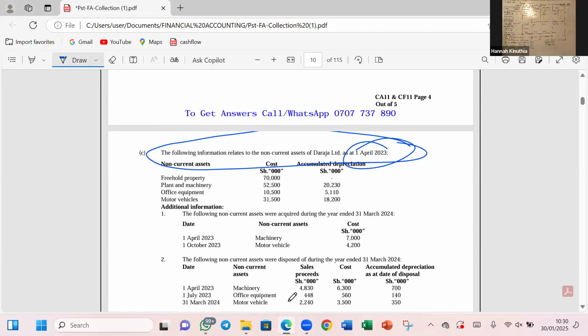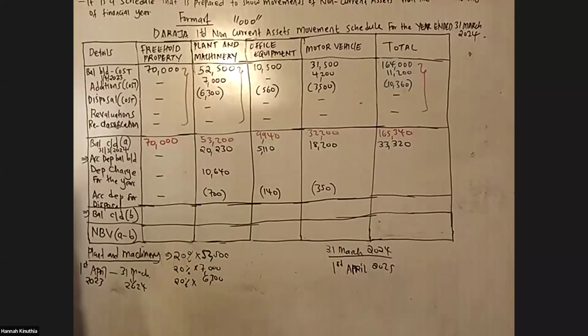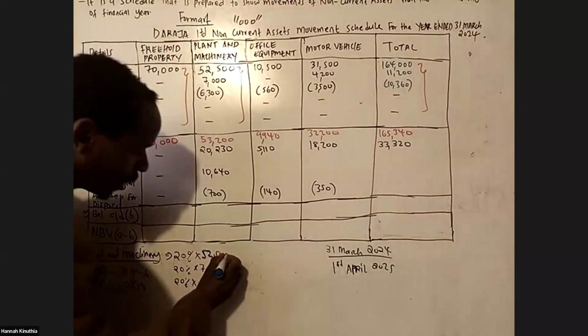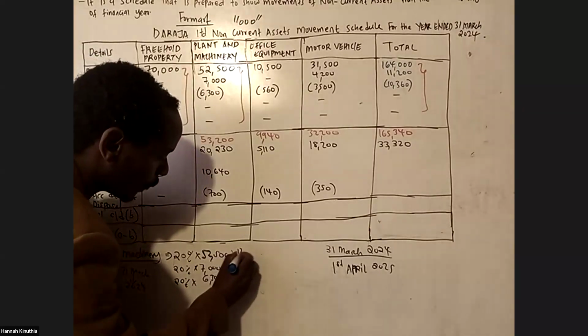Remember mwaka wetu kulingana na tumeprepare statement, tunajua mwaka wetu inaanza 1st April. Kumaanisha hii asset yetu imekuwa from 1st April mpaka mwisho. So ndio tunasema itakuwa 20% times 52,500 times, acha niwapatie kitu rahisi. So it was there throughout the year. How many months do you have in a year? 12. So kama unaona ni useme times 12/12.